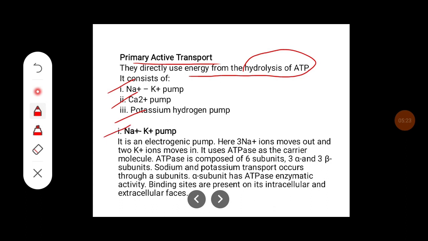Sodium potassium pump. It is an electrogenic pump. Here 3 sodium ions move out and 2 potassium ions move in. It uses ATPase as the carrier molecule, and ATPase is comprised of 6 subunits, 3 alpha and 3 beta subunits. Sodium and potassium transport occurs through the alpha subunit. The alpha subunit has ATPase enzymatic activity too, and binding sites are present on its intracellular and extracellular phases.